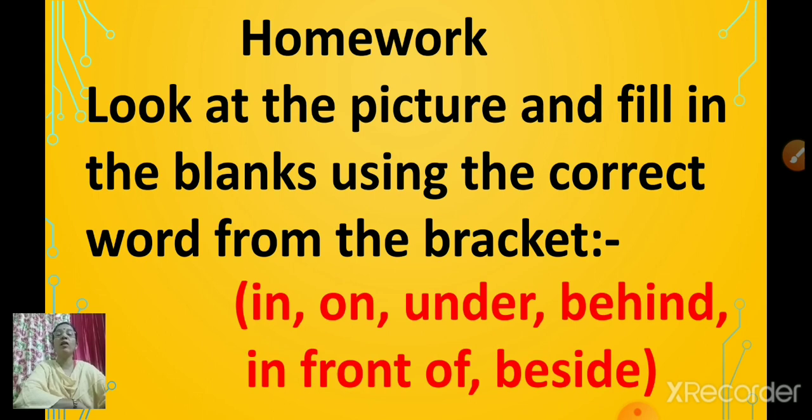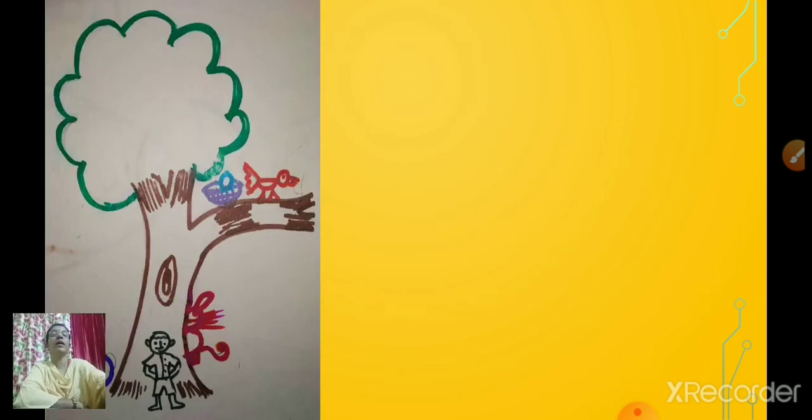Today what we have learned? Which words we had learned? In, on, under, behind, in front of and beside. So these words we had learned, and by looking at the picture we have learned where and how to use them. So you have to observe the picture properly and use these words. Okay, let us start.